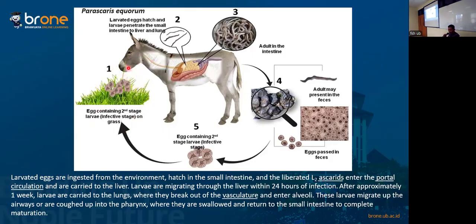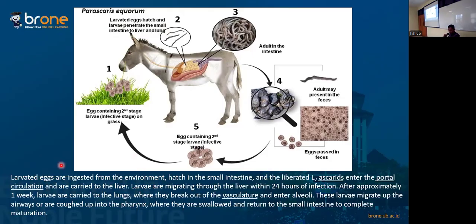the egg will be ingested, and the larvae hatch and penetrate the small intestine to the liver and lung. So this is the route of this larvae when they are within the definitive host. Okay, and you can read this one. I give you some sentences here that you can read.